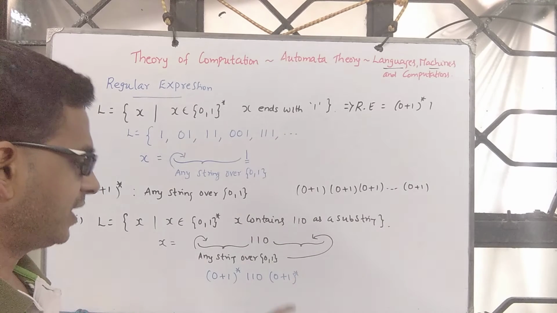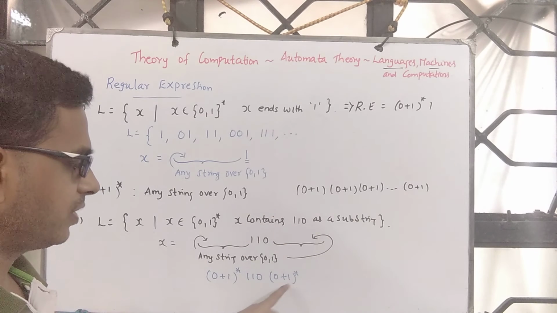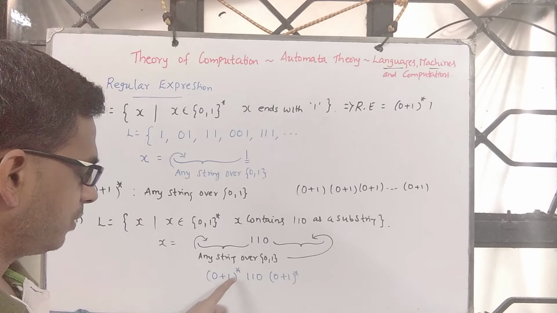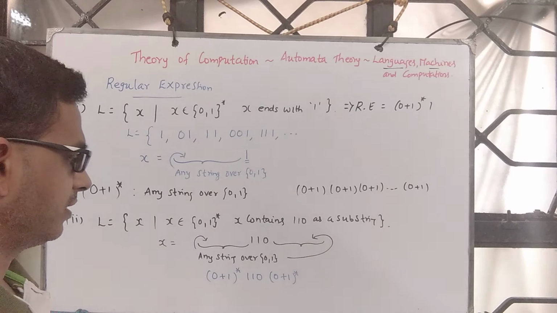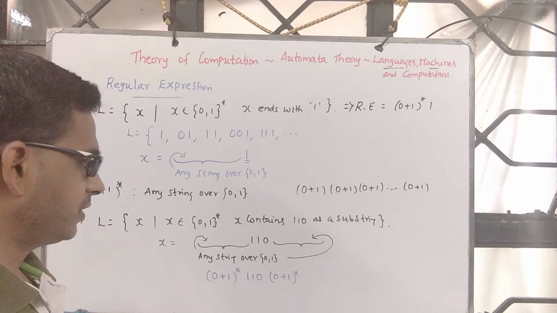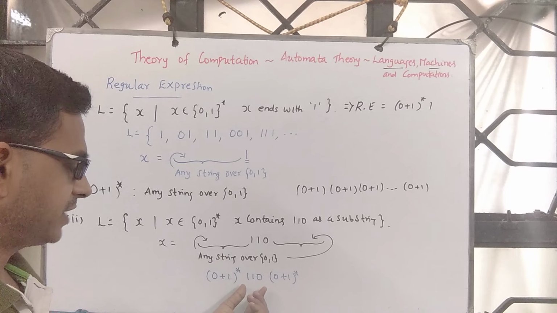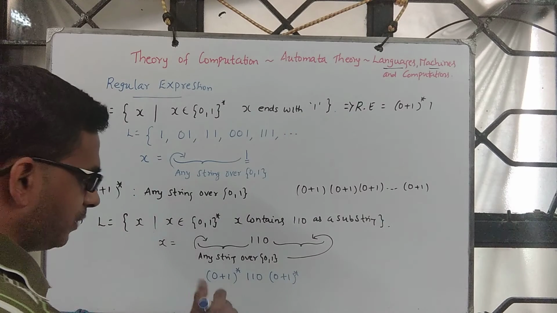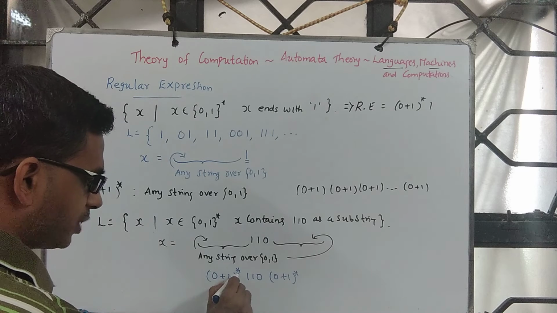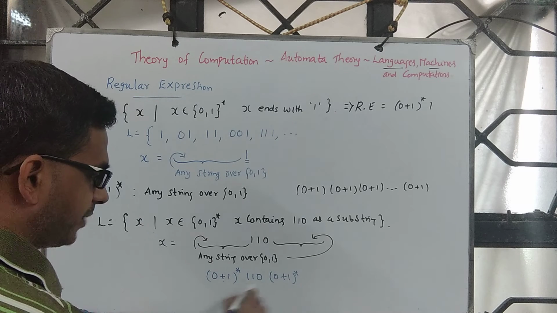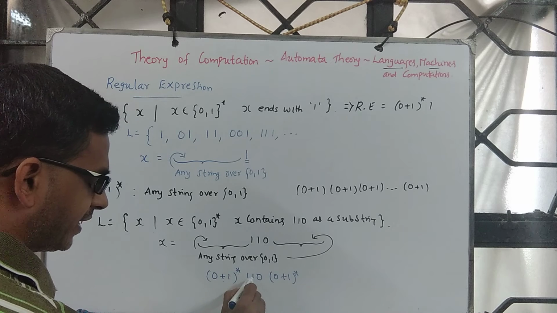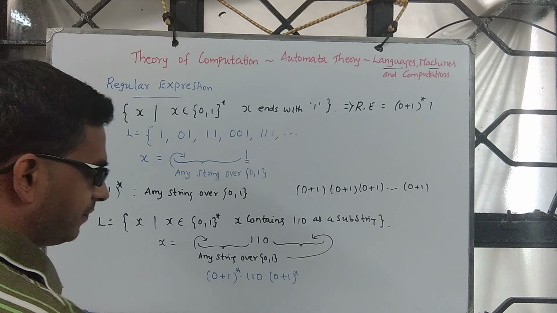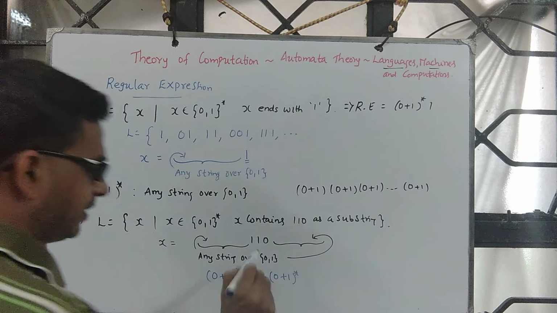You may not find a suffix at all. In that case take 0 copies of (0+1)*. You may not find a prefix at all. In that case take 0 copies of this (0+1)*, followed by 110. 110 must be there, so this comes as it is. So as you can see, this expression involves the OR operator, the closure operator, and the concatenation operator. So (0+1)* is concatenated with the string 110 concatenated with this.